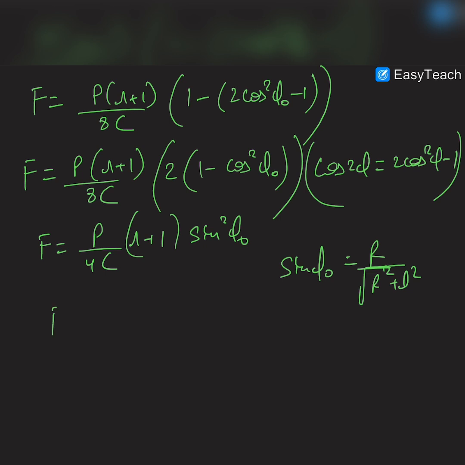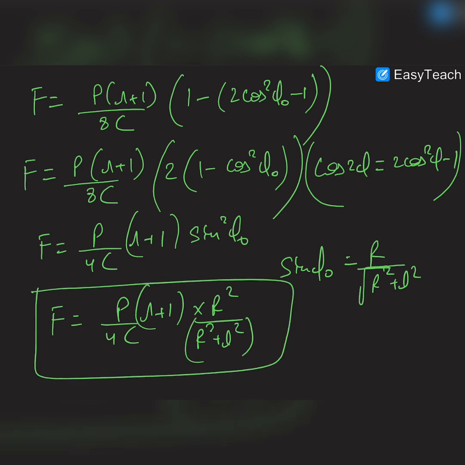So force will be P upon 4c into r plus 1 into R square upon R square plus L square. This will be the force acting on the disk due to that point source. Thank you.